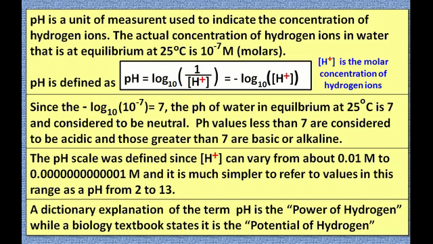A popular dictionary explains that the term pH comes from the phrase power of hydrogen. A biology textbook states that this term comes from the potential of hydrogen. It's not clear whether anybody really knows where this term comes from.